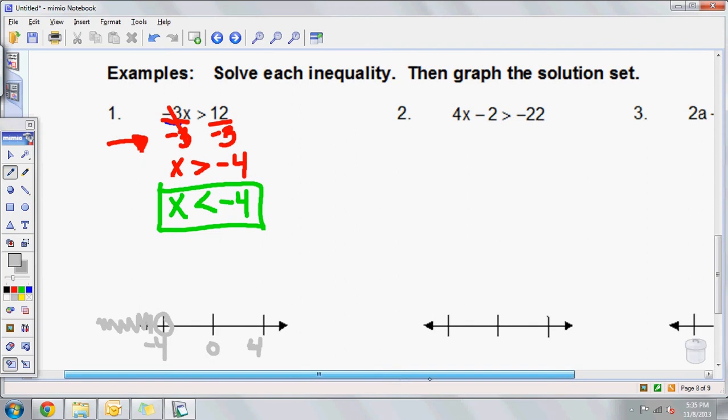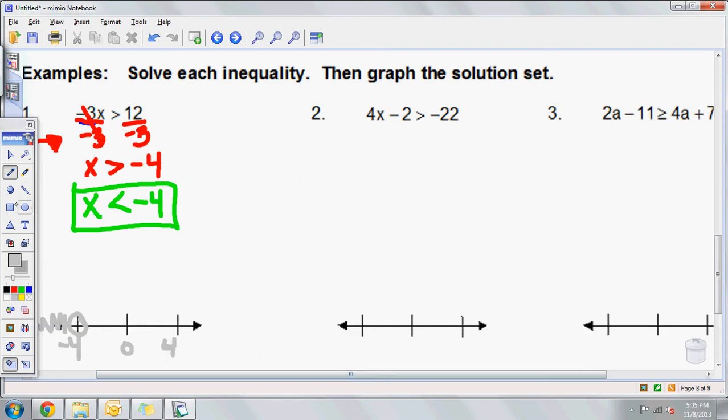Next one, I don't see a negative coefficient yet, but sometimes they pop up at strange times. I want to get this x by itself. To do that, I'm going to add 2, do the opposite. So I have 4x is greater than negative 20. Then I'm going to keep doing the opposite. Divide by 4. So I have x is greater than negative 5.